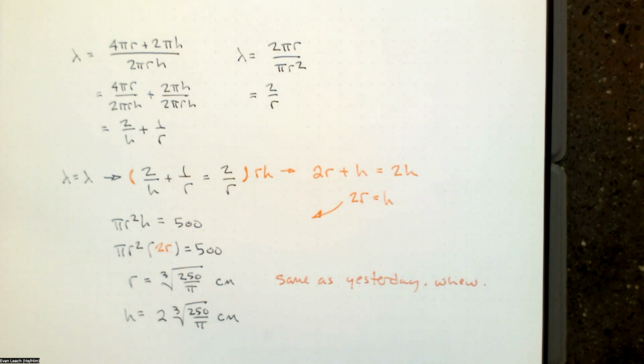So we got the same thing that we got yesterday, which is good news. It was supposed to come out the same way. If you do a problem two different ways and you get two different answers, one of those ways is wrong. And of course, that doesn't eliminate the possibility that both are wrong.